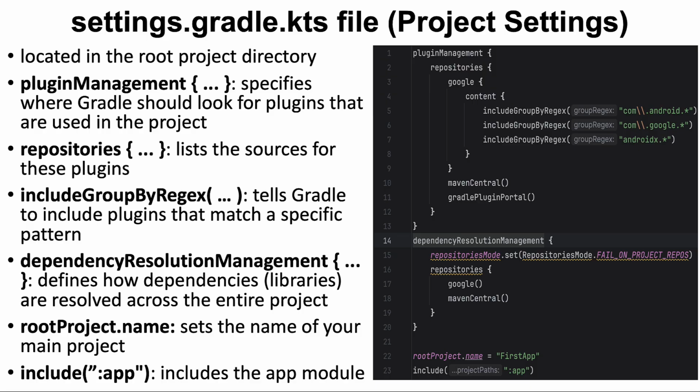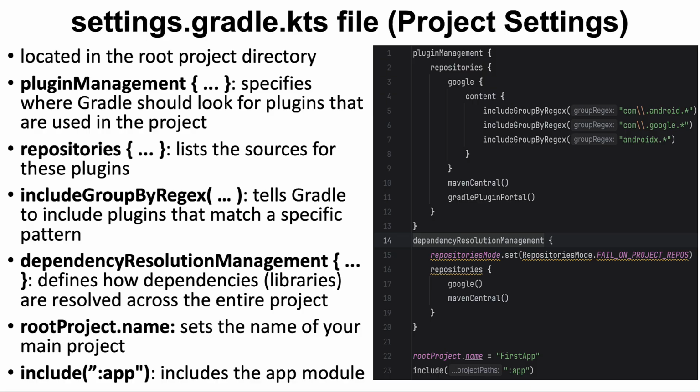Next, the dependencyResolutionManagement block defines how dependencies, libraries, are resolved across the entire project. repositoriesMode.set(RepositoriesMode.FAIL_ON_PROJECT_REPOS) means that all repositories are declared at the global level. No module should declare its own repositories.